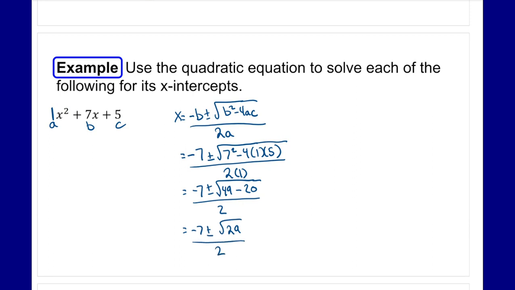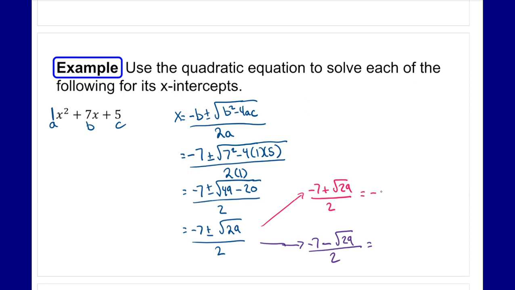And now here is where I would split it off into two parts. So we can do negative 7 plus the square root of 29 divided by 2, and negative 7 minus the square root of 29 divided by 2. They're both just calculations. Right? Depending on what calculator you're using, you may have to solve it in a few more steps. But if you have a fairly competent scientific calculator, you probably do it in at least one step.